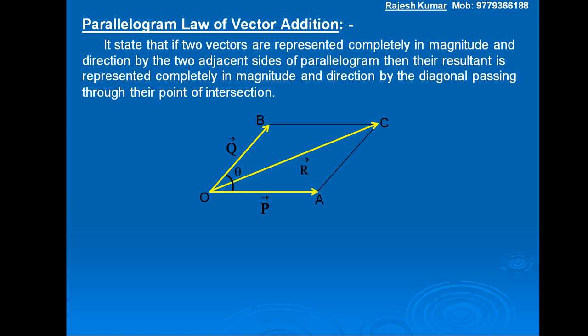That is, vector R is the resultant vector of vector P and vector Q, making an angle phi with vector P. That is, vector R is equal to vector P plus vector Q. This is the statement of parallelogram law of vector addition.